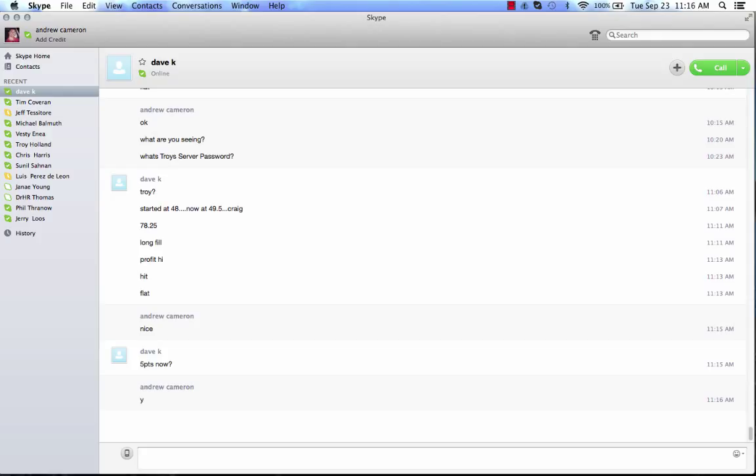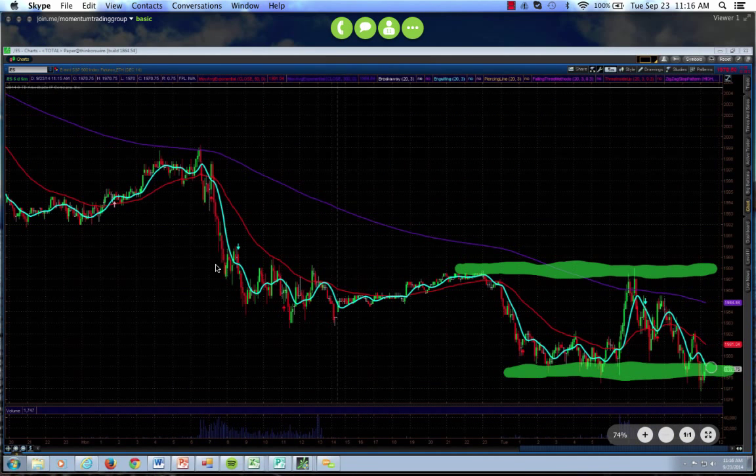So if you'll notice right through here, right through there, we would call that resistance, okay? We can see right through here, we've got support. Support's the floor, resistance is the ceiling. So you can see how we've created this range in price that we're currently trading between.